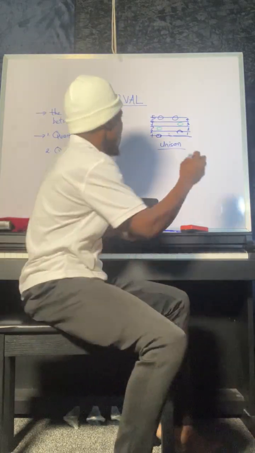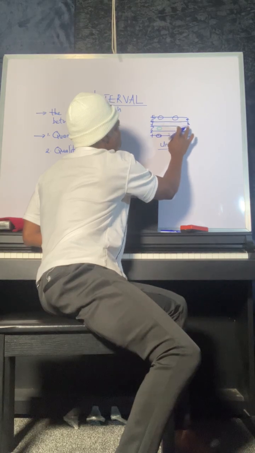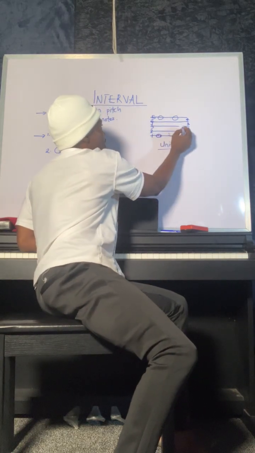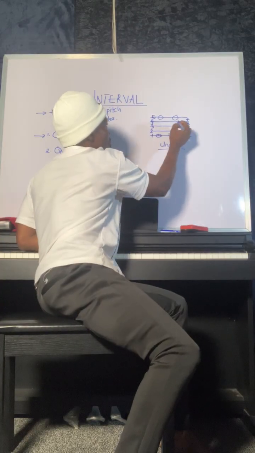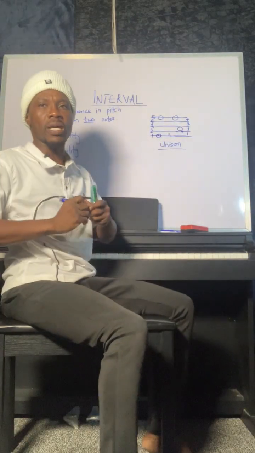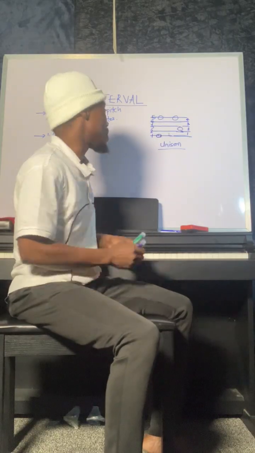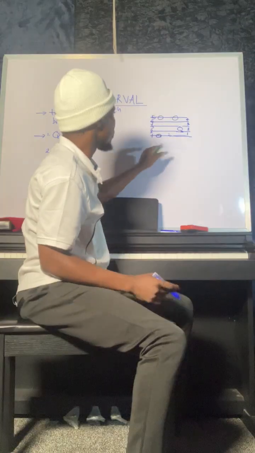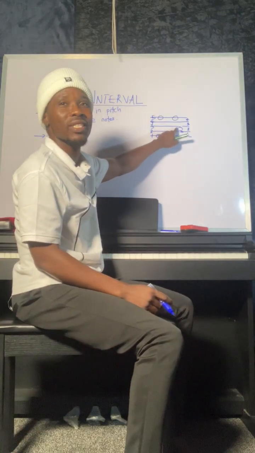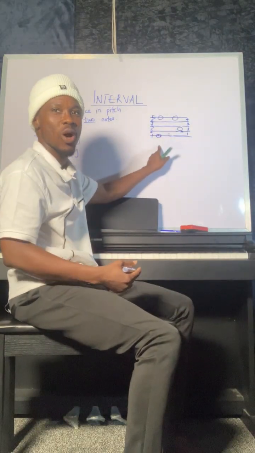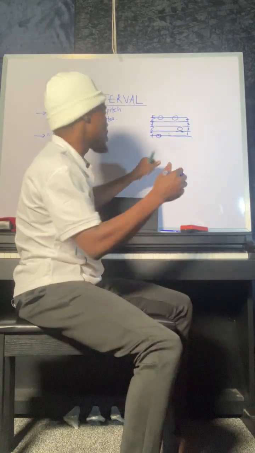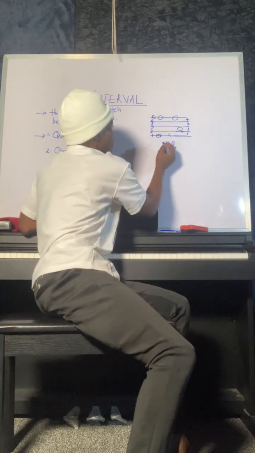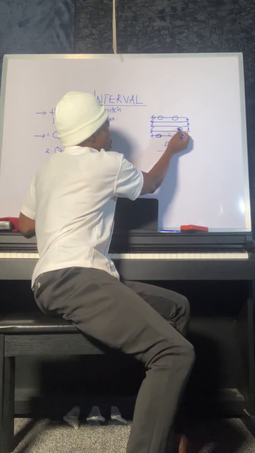Let me give another one. From line 1 to the second space gives us a fourth. From line 1 to the next 2 spaces, line 1 to the next 2 spaces, that gives us a fourth. 1, 2, 3, 4.